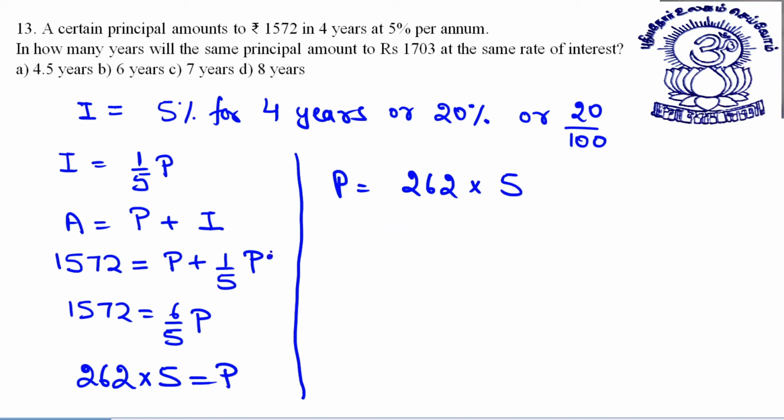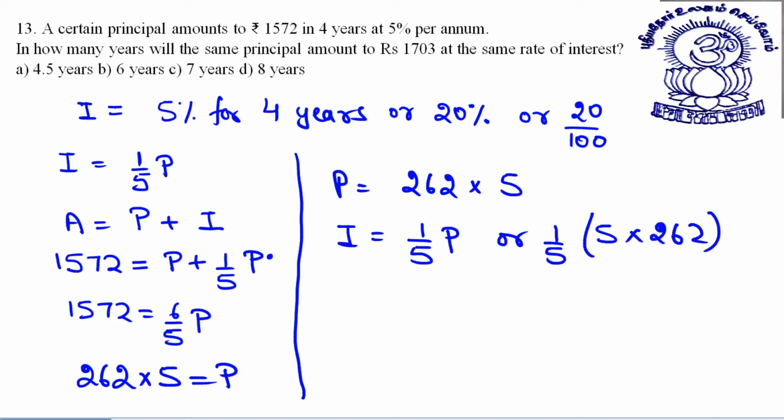From here I can say the interest is equal to 1 by 5 P. What is the value of P? P is 5 into 262. So far I hope it is clear to everyone. So 5 and 5 will cancel, and the interest is 262 rupees.